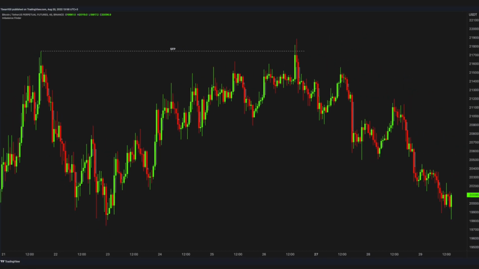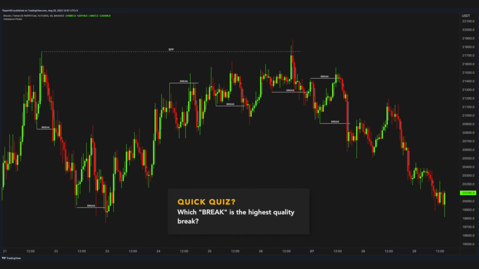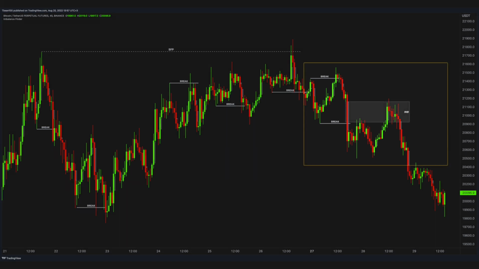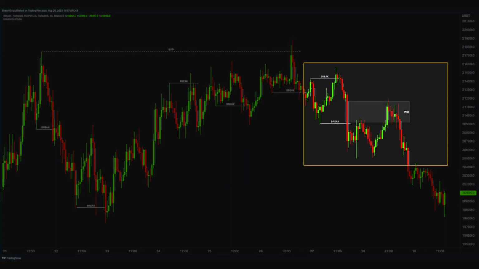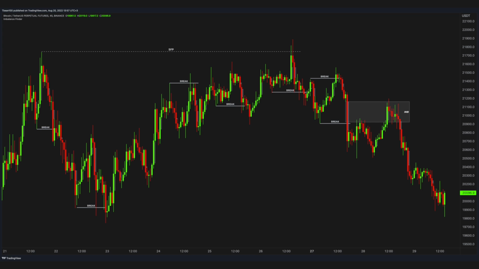Then when you look at the breaks, they are everywhere. Can you tell me which break has the highest quality? Pause the video. Yes, this is our break. After the swing failure pattern, price dropped sharply. I do not care if it is a MSB or BOS, I call it a break. This break leaves a giant imbalance behind, the way I like it.